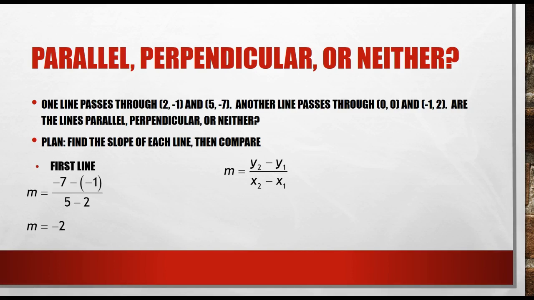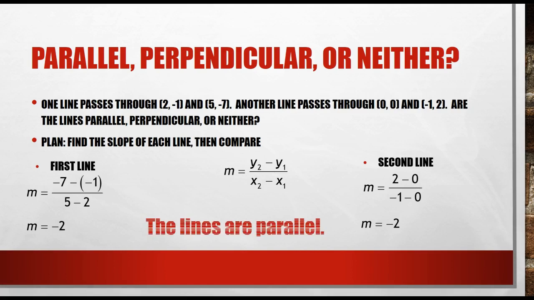Through the next line, through (0, 0) and (-1, 2), I would plug my numbers in appropriately. And then again, this is technically not a simplified answer. So when I simplify, I would get -2. Always compare your slopes completely simplified. And as we can see, both of these slopes are equal to -2, so therefore the lines are parallel.